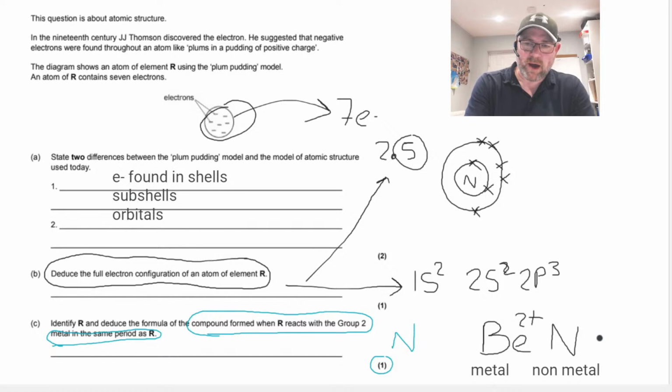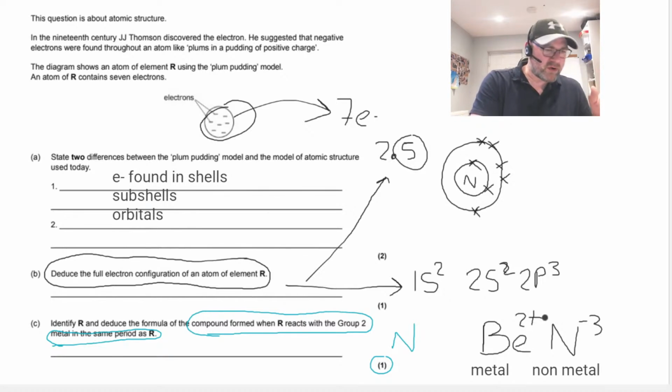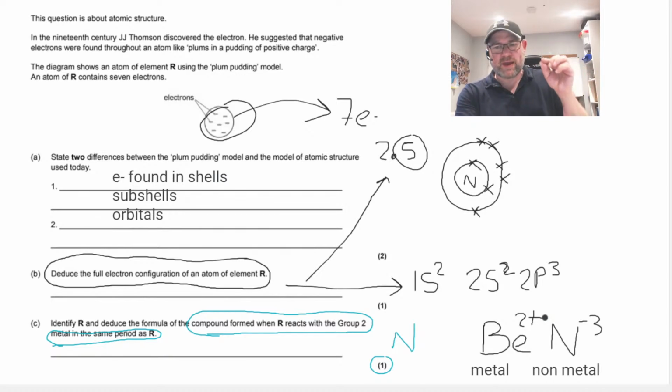Yeah, that's right. But nitrogen is going to steal 3 because nitrogen has 5 electrons in the outer shell. So nitrogen's going to steal 3 and become -3. Brilliant. Which means, and Karam's right there, Be3N2. How do we write the formula?